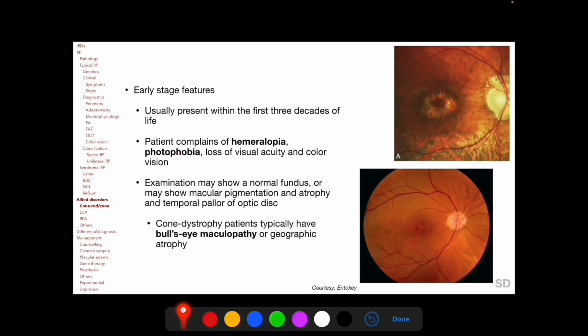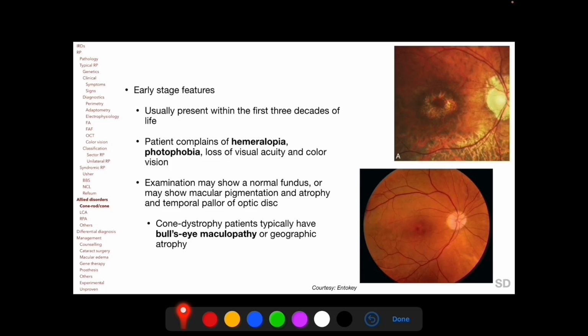Photophobia refers to discomfort in bright environments, and hemeralopia refers to poorer vision in brighter environments as compared to darker environments. Ophthalmoscopic examination may show a normal fundus as seen here in this photograph, or may show macular pigmentation and atrophy and temporal pallor of the optic disc as seen here in this photograph.